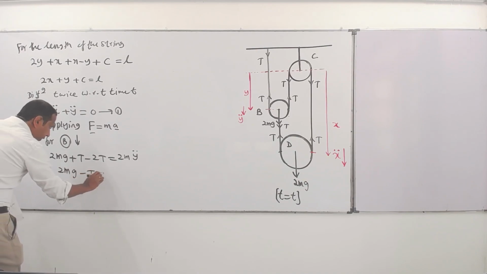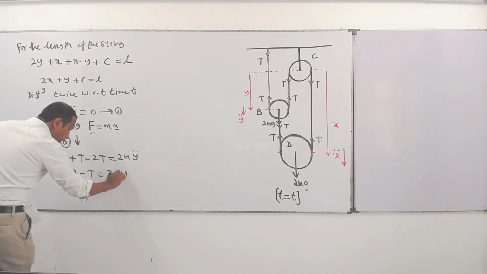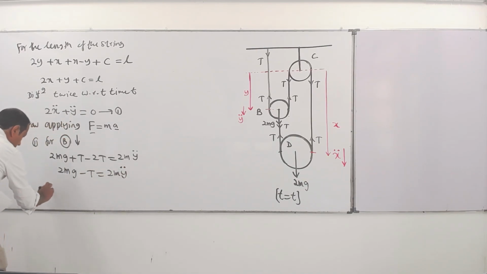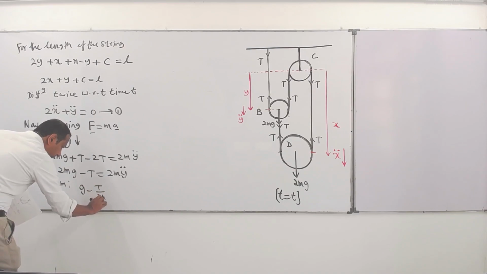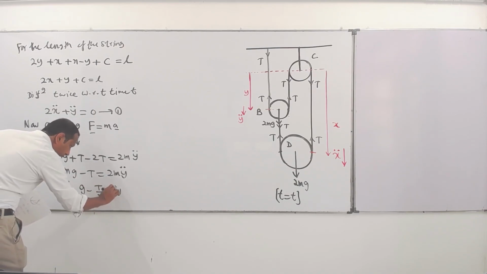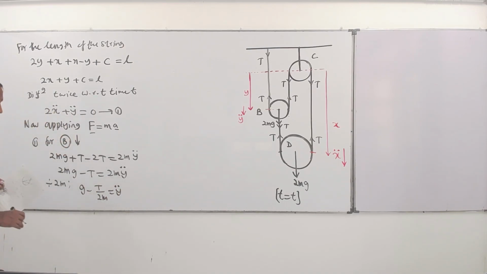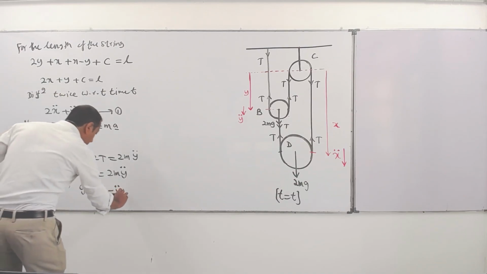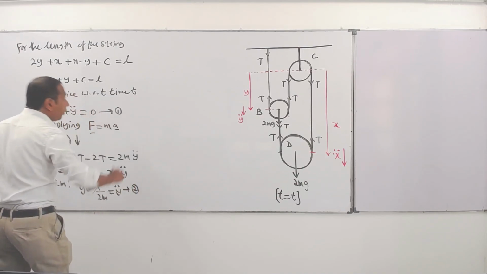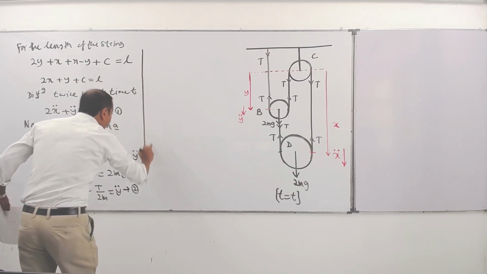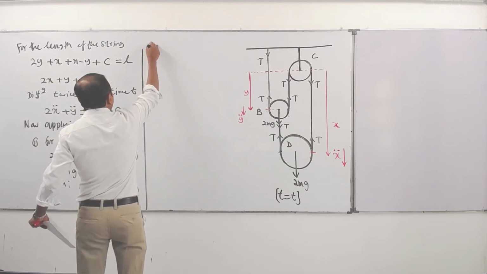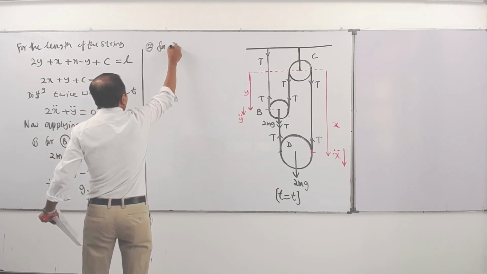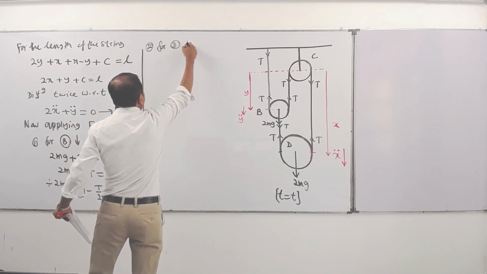2mg minus T equals 2m y double dot. I divide this by 2m and we get g minus T over 2m equals y double dot. Okay, take this as number 2. Now we apply F equals ma for this D. Secondly, for D we apply downward.